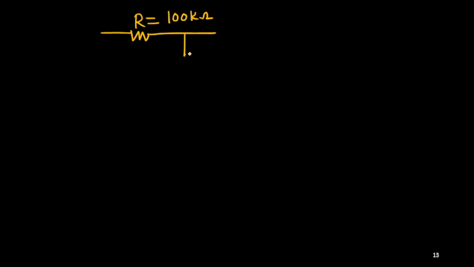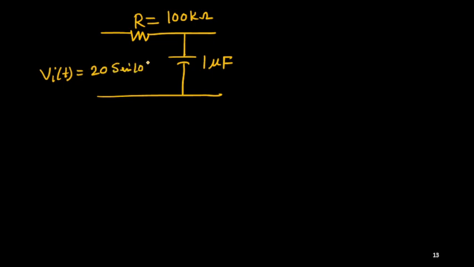Okay, and the capacitor is 1 microfarad. Right? Now, if the input voltage is, suppose, 20 sine 10t, what is the corresponding output? Can you find the corresponding output? This is the question. You know that this RC system will behave as a low pass filter, but not only that, we want to understand the exact value. So how to calculate this one?